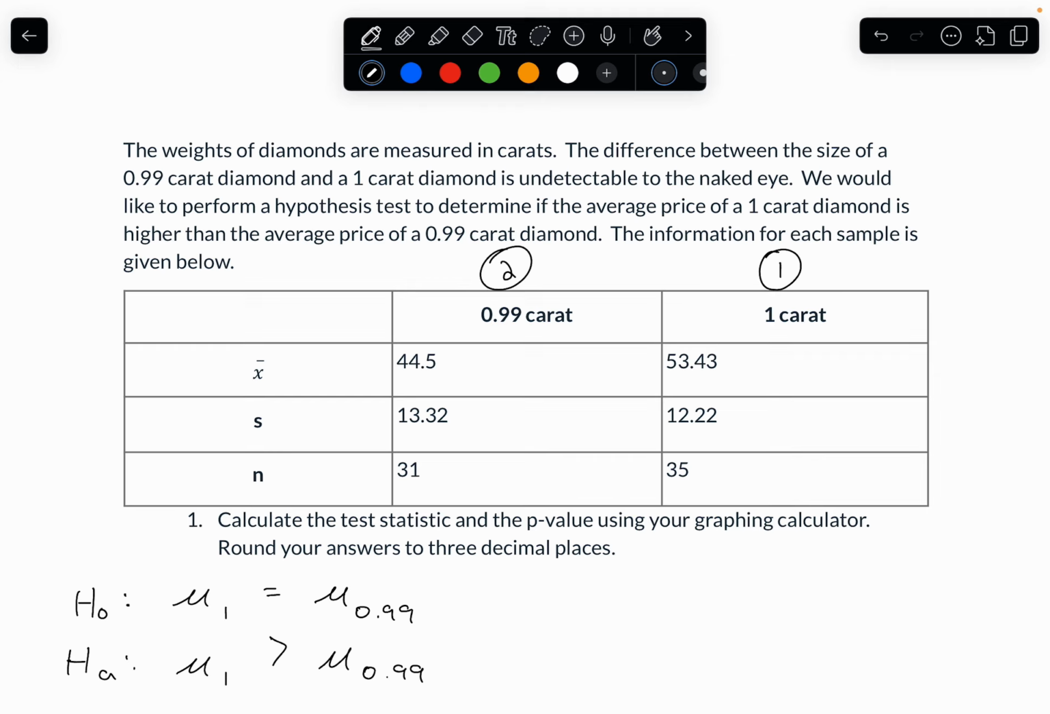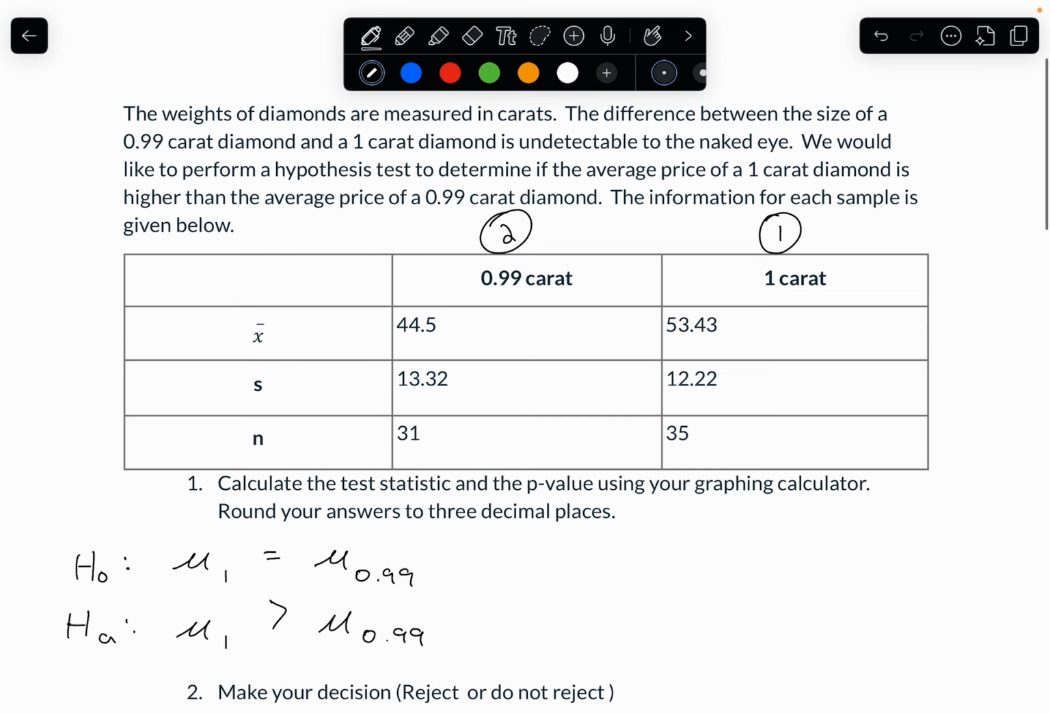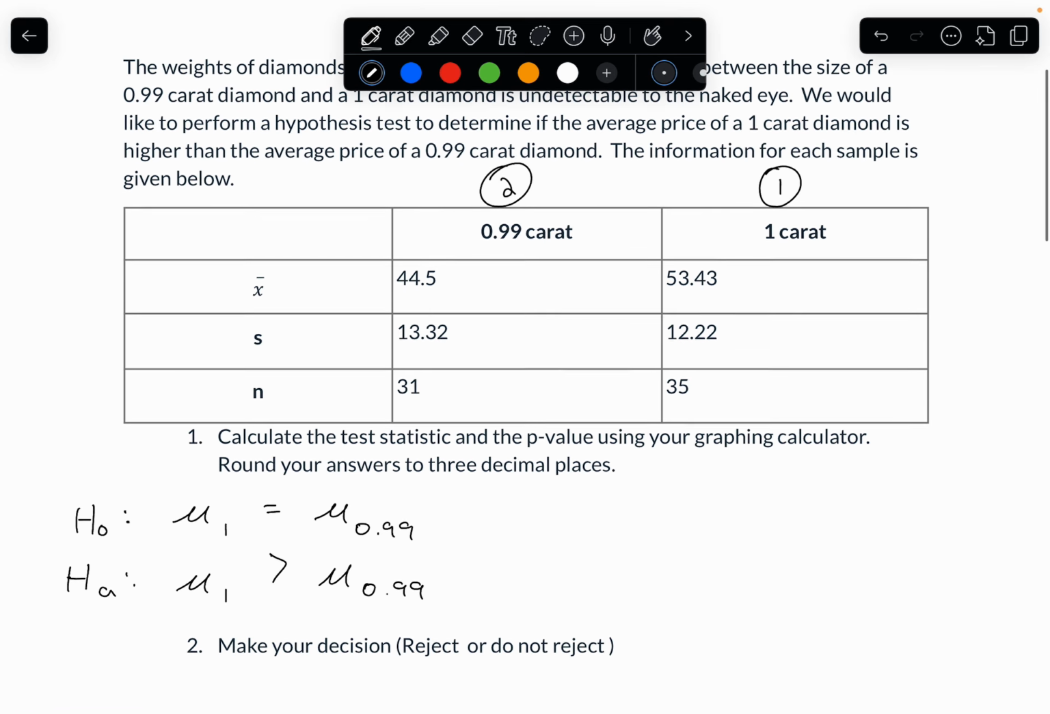The difference between the size of a 0.99 carat diamond and a 1 carat diamond is undetectable to the naked eye. We would like to perform a hypothesis test to determine if the average price of a 1 carat diamond is higher than the average price of a 0.99 carat diamond. The information for each sample is given below.